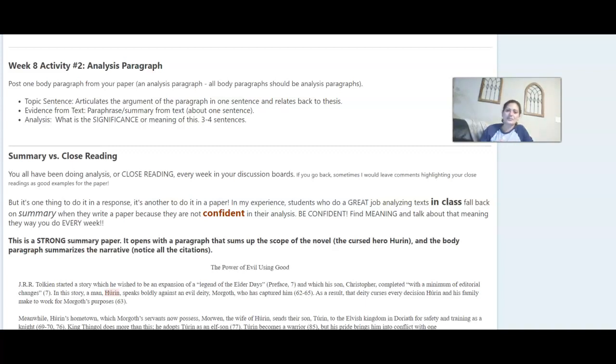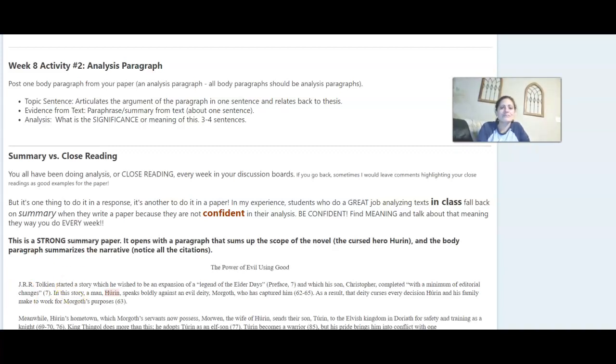For your second activity this week, you're taking one of your body paragraphs. That is, the paragraphs where you're doing your actual analysis or close reading. And we're going to revise that one paragraph, because once you get it down in one paragraph, you can take that same process and go through all the others.